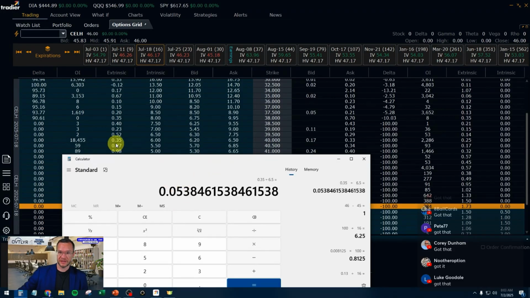is 5%. Now imagine implied volatility is bumped up, and this is now $1.35, right? That is 20%, right? Same strike. The only thing that can change is the extrinsic value here if implied volatility expands.